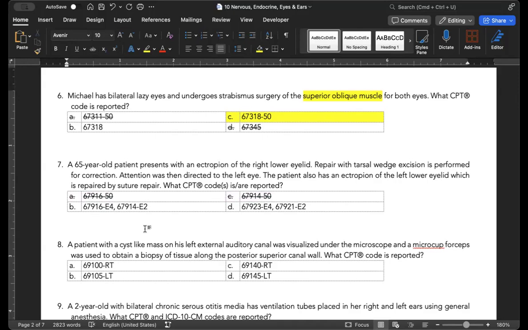So 67916 is for repair of an ectropion with an excision tarsal wedge. And then the 67923, which is a little bit under it, is the repair of an entropion. So which one should we use? The 1-6 or the 2-3?